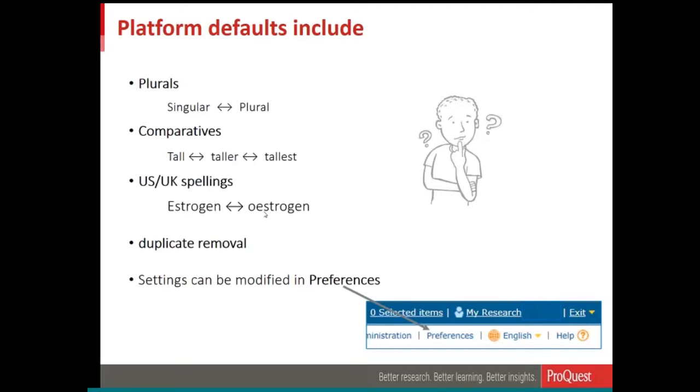As I mentioned, you can turn off and on these features based on your particular needs. So you may not want to include plurals. You may not want to include US, UK spellings or what have you, or even maybe you don't want to have it automatically dedupe. You can set those preferences according to your needs in the Preferences section in the upper right corner of the platform. There is a link to Preferences. If you click on that and you've logged in with your MyResearch ID and password, it'll give you the opportunity to set that according to your specific preferences.